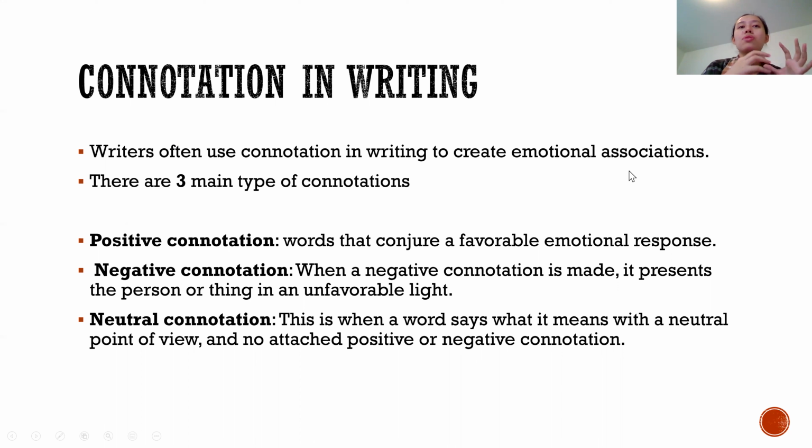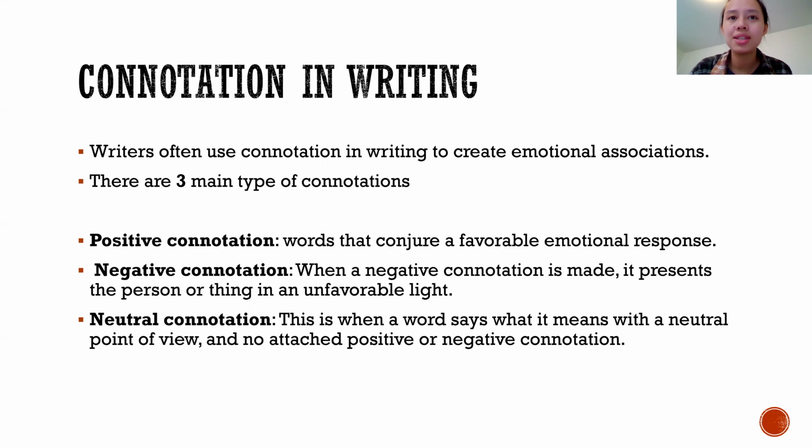So writers use connotation to create emotional feelings in the reader or to make emotional connections with the reader. There are three types of connotation. The first one is positive: words that conjure a favorable emotional response. The writer tries to use words that can cultivate a positive image, so readers can have positive thinking in response to the message that they read.